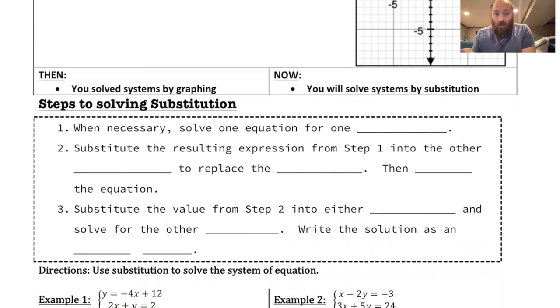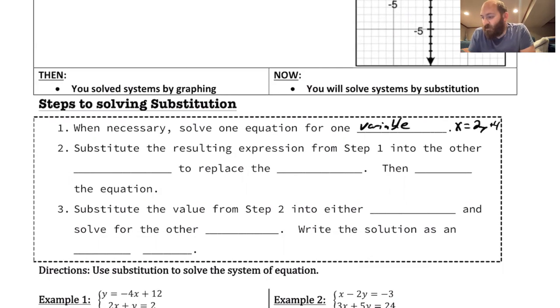Step one, when necessary, solve one equation for one variable. For example, it would look something like this. You could say x equals 2y plus 4. That's when an equation is solved for a variable. You might solve for x, you might solve for y, it just depends on what you're given.